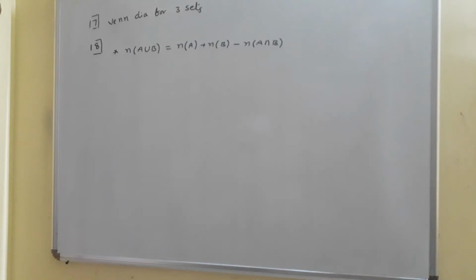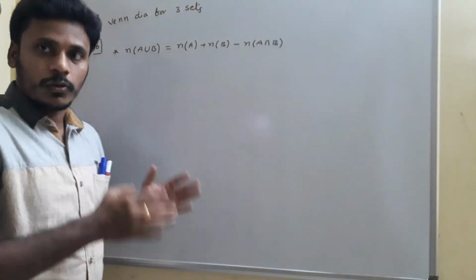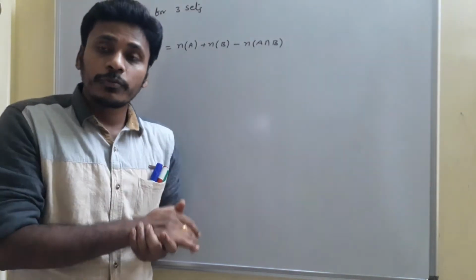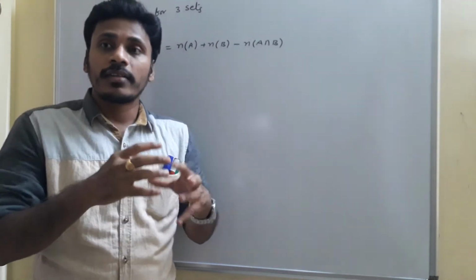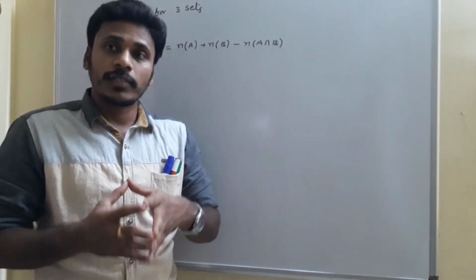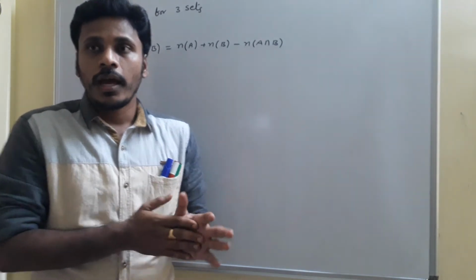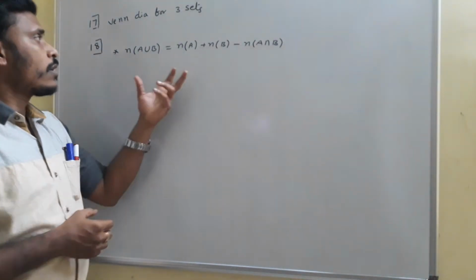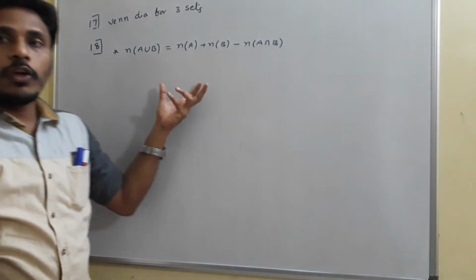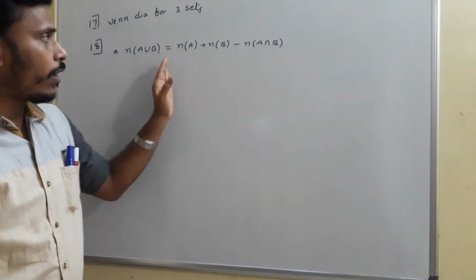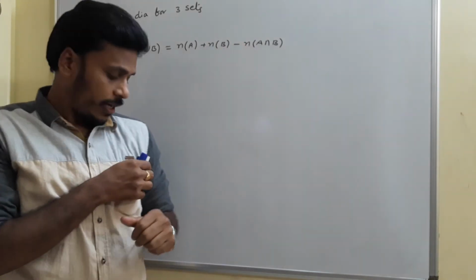In the last class, as a 17 point, we discussed Venn diagrams for 3 sets as well as for 2 sets. And by observing those Venn diagrams, we stated some statements related to the properties of sets as well as some cardinal properties. And among those cardinal properties, one very important thing is that n of A union B is equal to n of A plus n of B minus n of A intersection B.